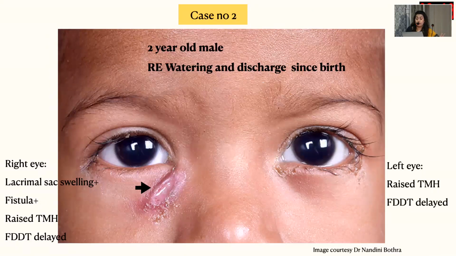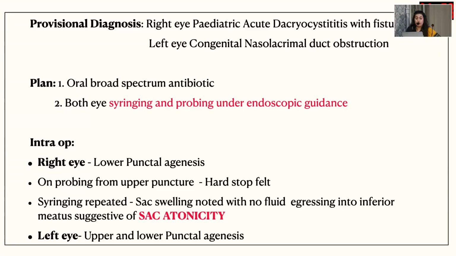Coming to case number 2 now. This is a 2-year-old child with watering and discharge since birth. As you can see, there is sac swelling, there is fistula formation, there is raised tear meniscus height, and FDDT seems to be delayed on both sides. Again, the same protocol was followed. The child was taken up for syringing and probing under endoscopic guidance. Intraoperatively, in the right eye, which was the affected eye where the swelling was, we saw lower punctal agenesis, and on probing from the upper punctum, a hard stop was felt.